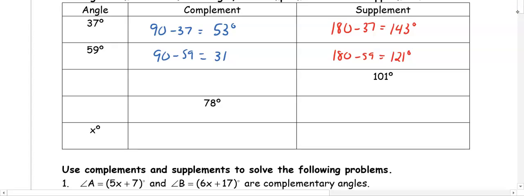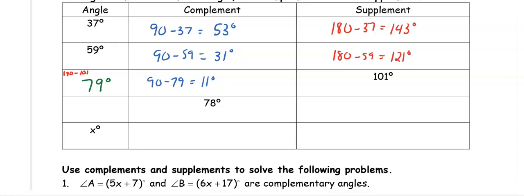Now the next two are different because we don't know the angle first. We know the supplement or the complement. So if we know the supplement, to get our angle, we want to do 180 minus the supplement to get our angle, which is going to then be 79 degrees. Then, once we know the angle, we subtract from 90 to get the complement. 90 minus 79 is going to be 11 degrees.